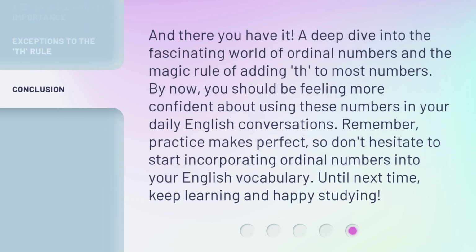And there you have it. A deep dive into the fascinating world of ordinal numbers and the magic rule of adding "th" to most numbers. By now, you should be feeling more confident about using these numbers in your daily English conversations. Remember, practice makes perfect, so don't hesitate to start incorporating ordinal numbers into your English vocabulary.